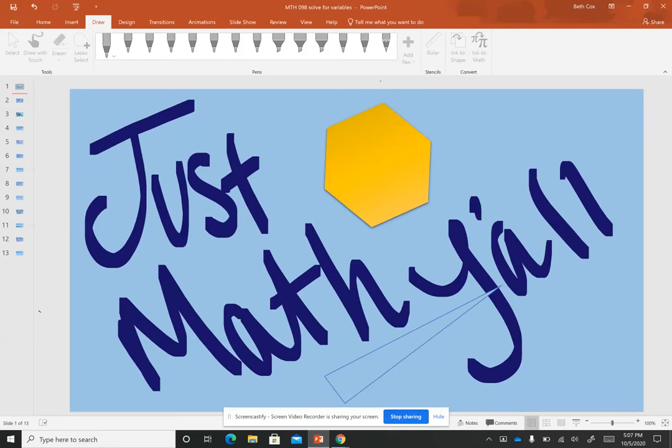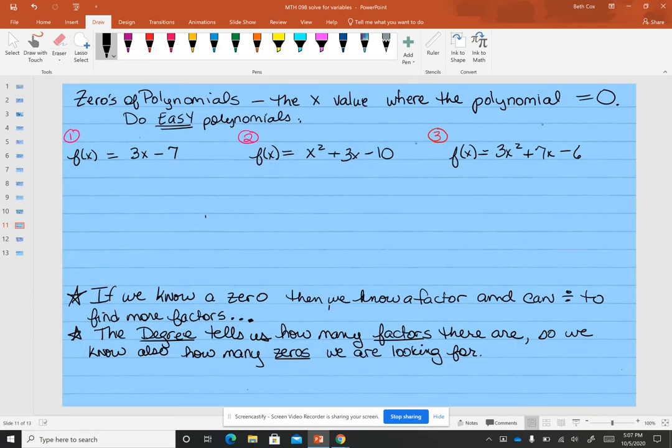Okay, guys, we're going to talk about zeros of polynomials. Here we go. All right, so a zero is the x value where the polynomial equals 0. We've talked about this at the beginning, but these are numbers that when you plug in, you get 0.